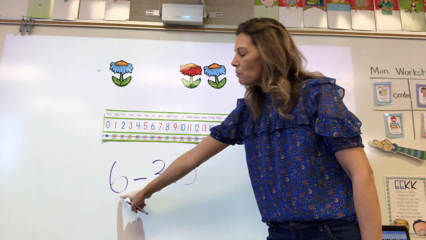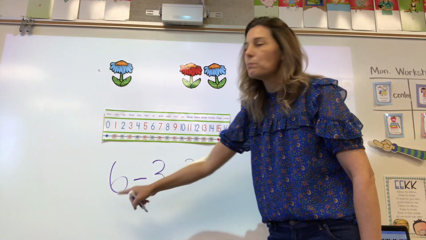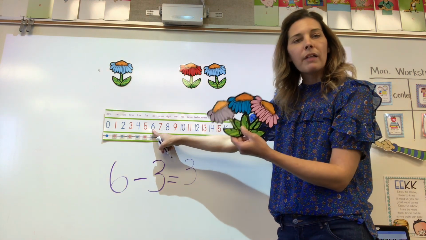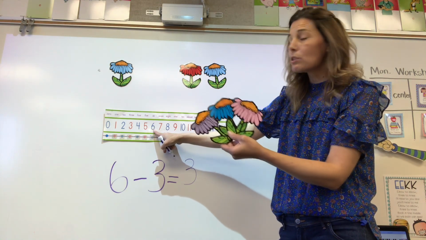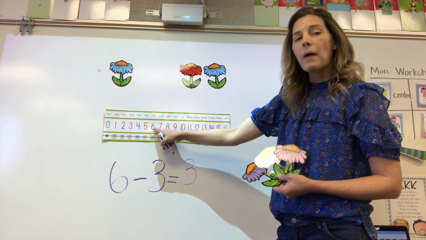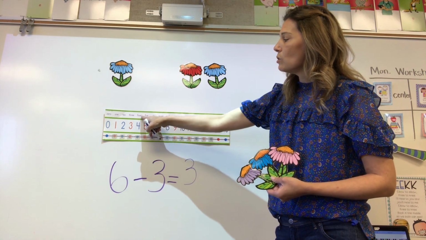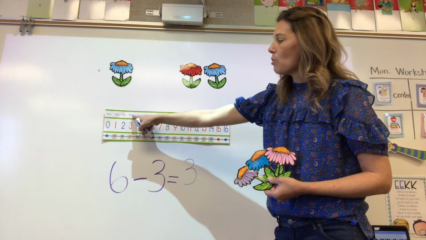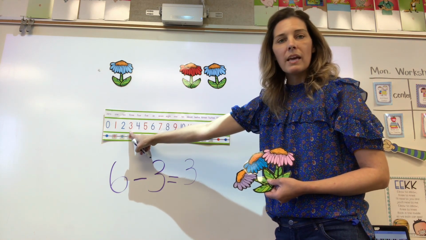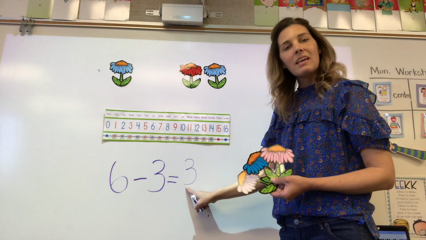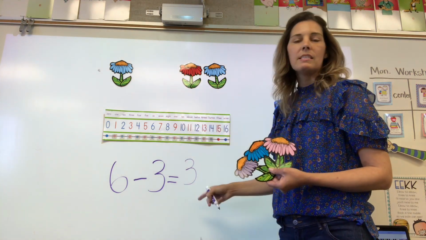So I'm going to start with my whole group, and our whole group was 6, so we're going to start on the number 6. And how many flowers did I pick? I picked 3, so we're going to count backwards 3 times. 1, 2, 3. Where did we end up? On the number 3. That's the same as our difference here.